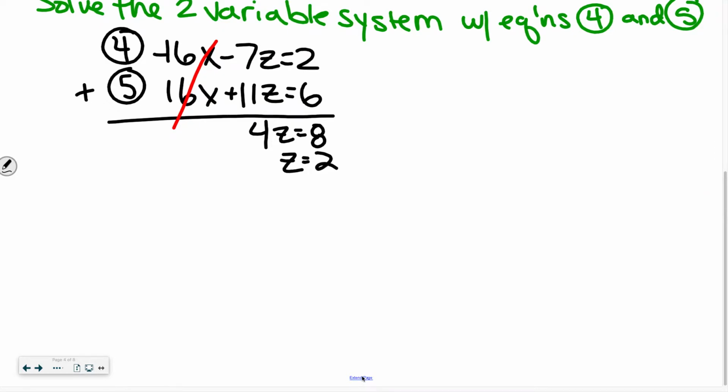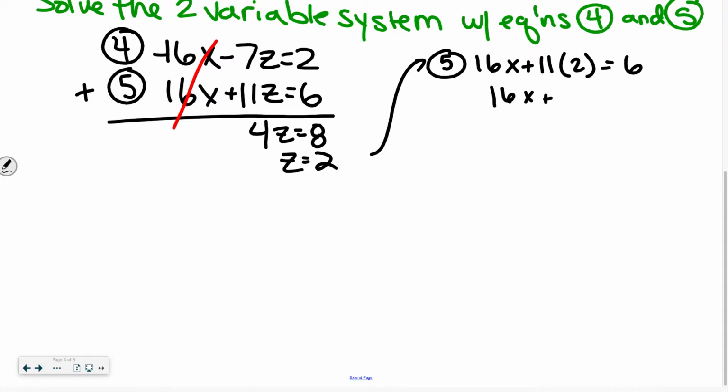Just like Algebra 1, plug that into either one of the equations, 4 or 5. I'm going to plug it into, I'll do 5. So I'm going to say 16x plus 11 times 2 equals 6. And that's 16x plus 22 equals 6. Subtract 22, that's 16x equals negative 16. So x equals negative 1.